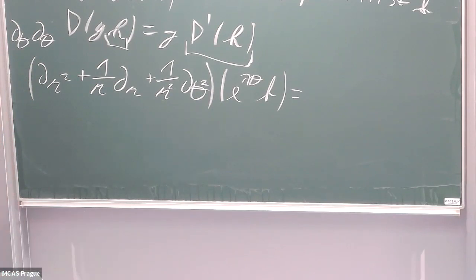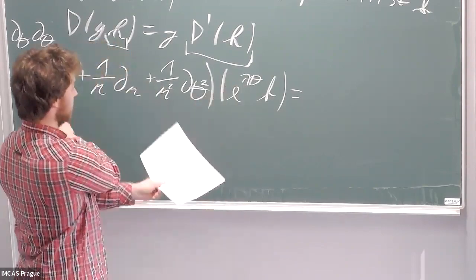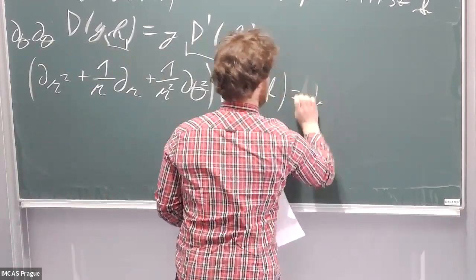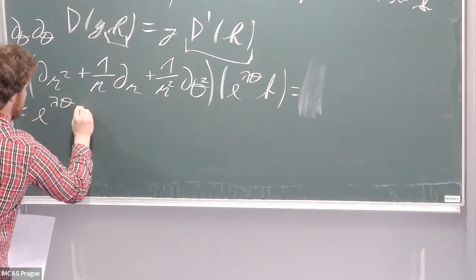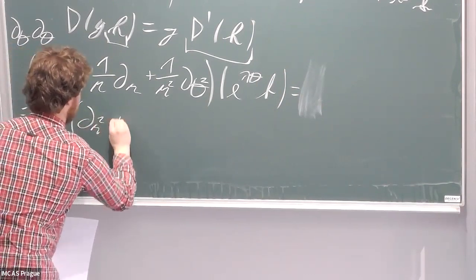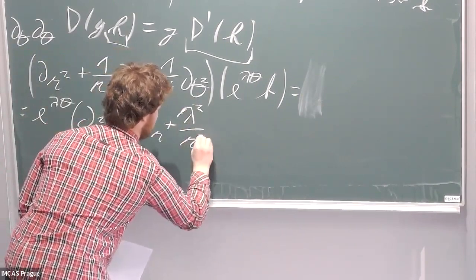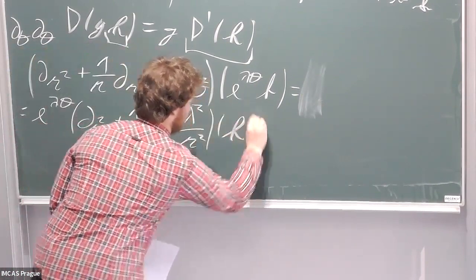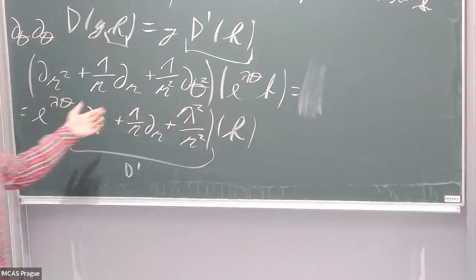Yes, and you can think about it and you can find out that this d theta actually disappears and is replaced by this lambda if you make the switch. Oh, sorry, maybe I will write it under it so it would look good. And here it's lambda squared. Okay, and this is the D prime. It works for each h that does depend only on r.